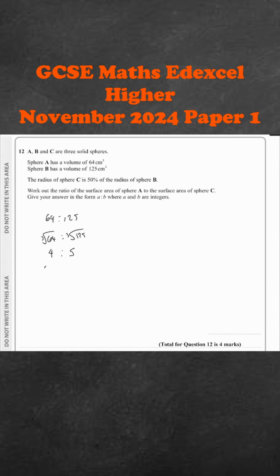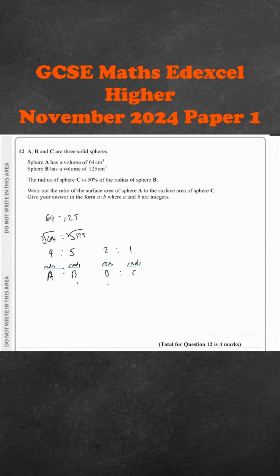So that is the radius of A compared to the radius of B. We know that the radius of C is 50% of the radius of B. Therefore, the radius of B compared to the radius of C is going to be 2 to 1. But we don't care about B, we want A and C. So I need to convert these so that they are the same. So B is the same in both of these.